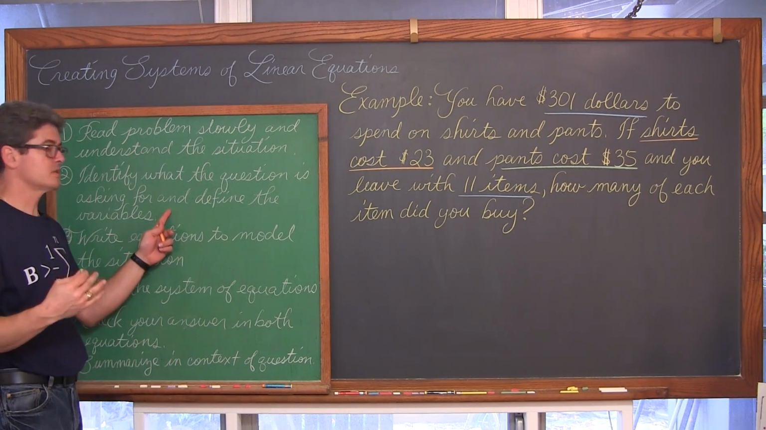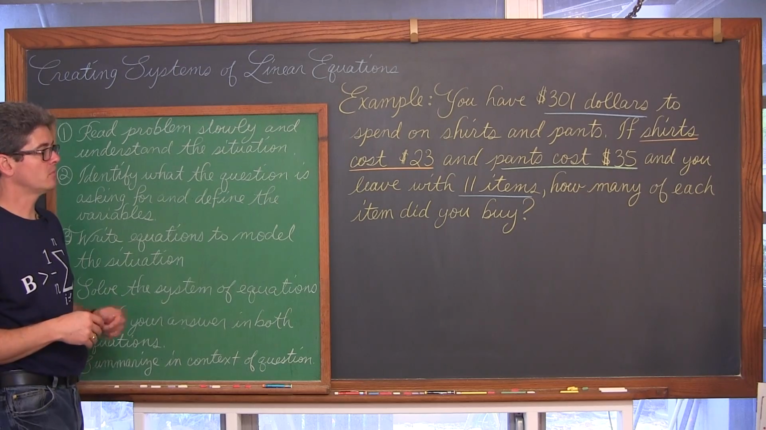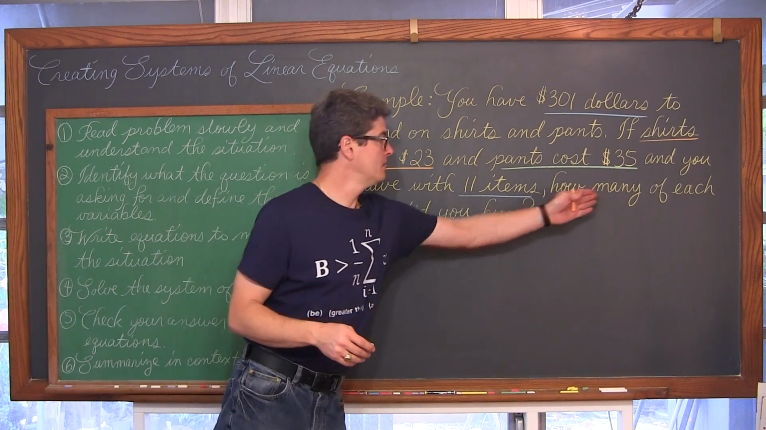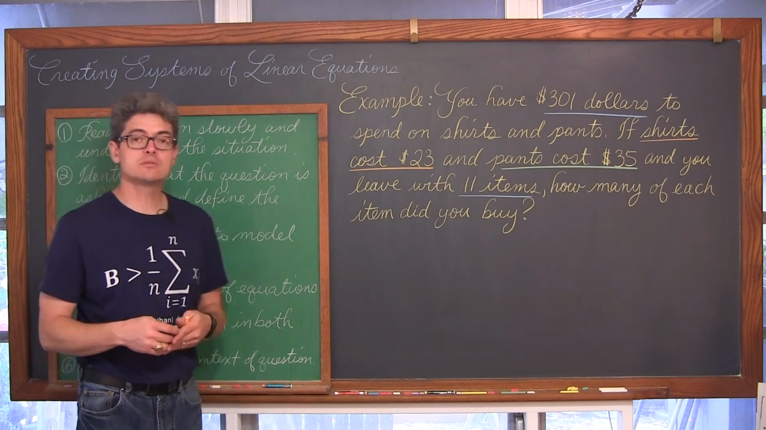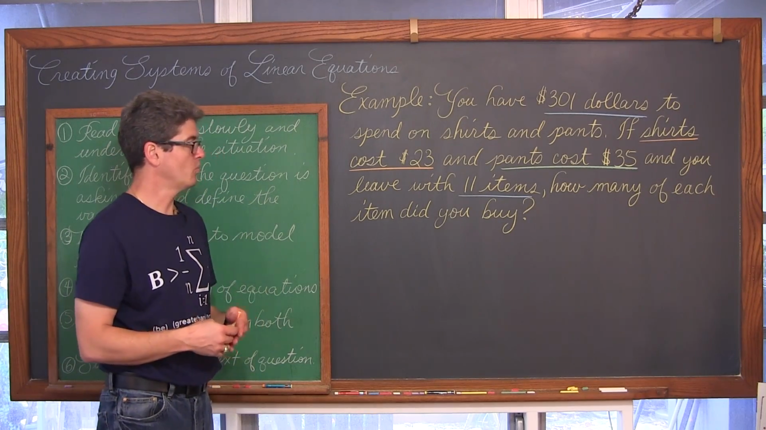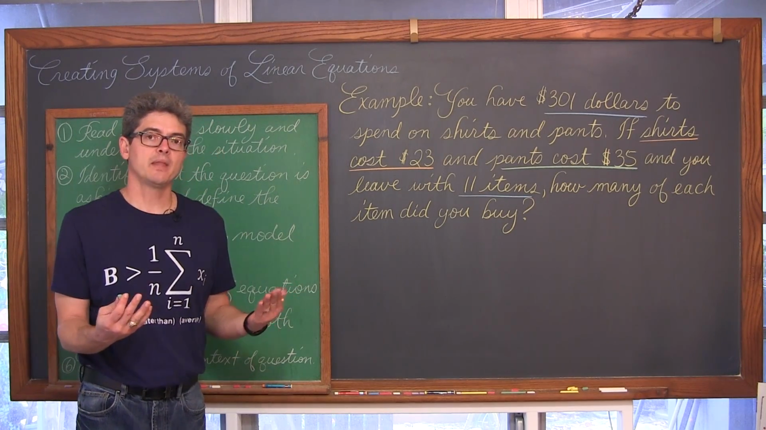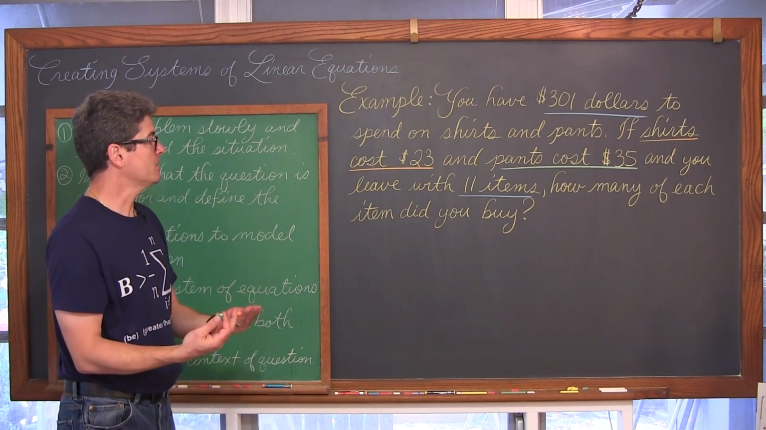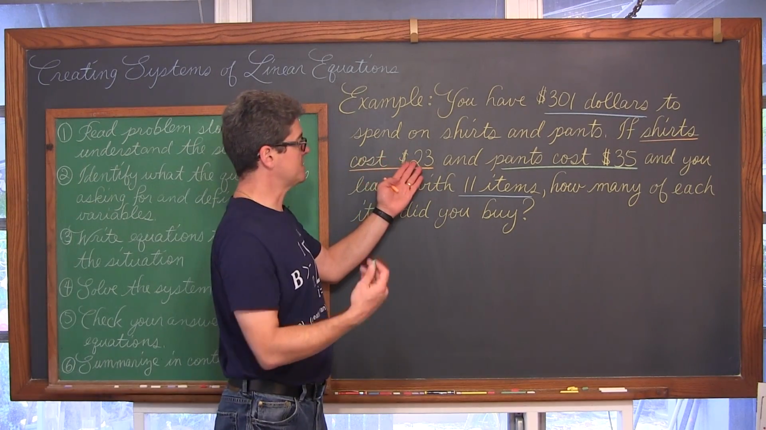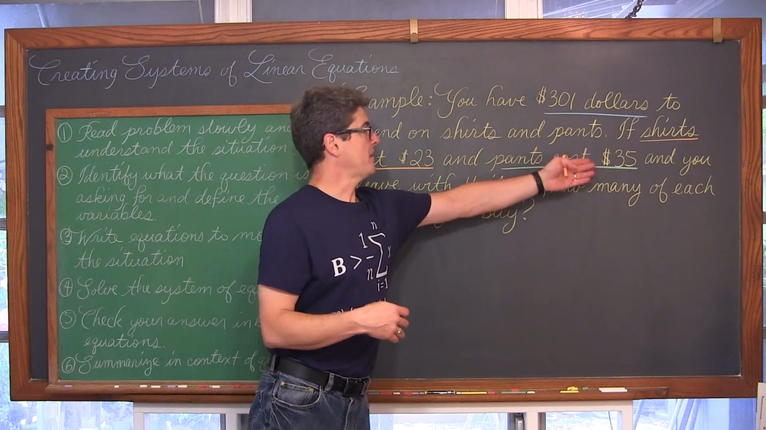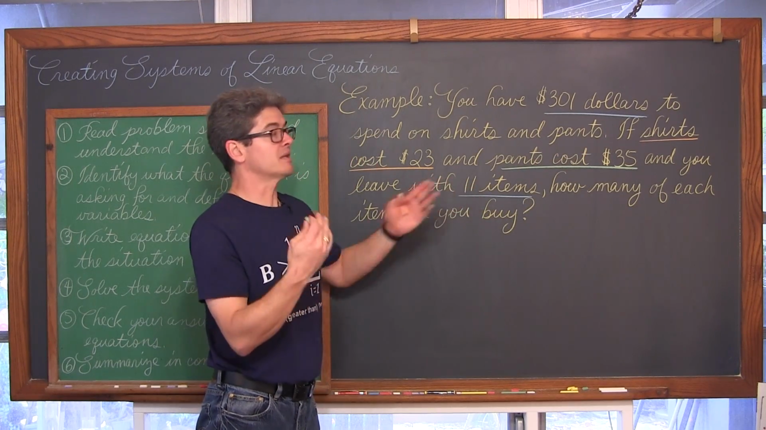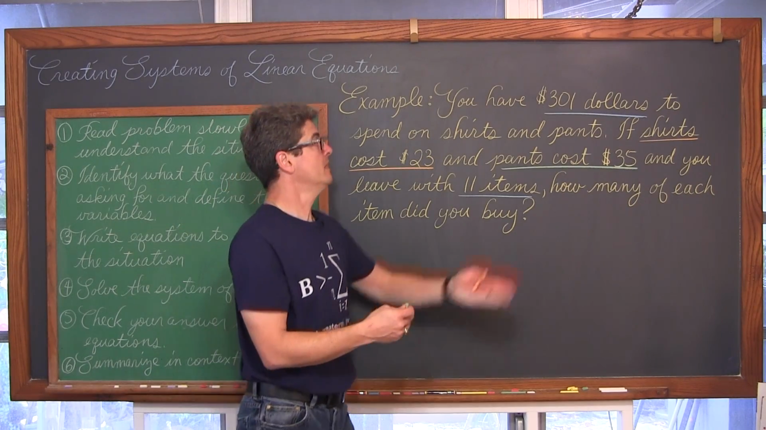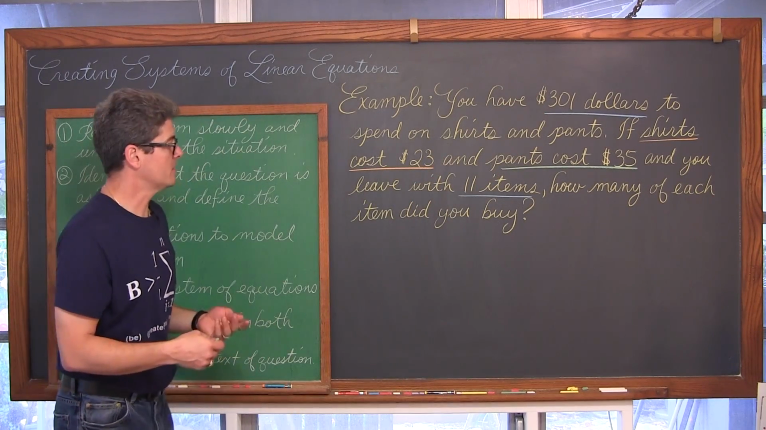Identify what the question is asking for. Well, you're asking for how many of each item did you buy? How many pants? How many shirts did you purchase? Well, if those are unknown values and they can vary, clearly, we have some different amounts of shirts and pants that we can buy to fall underneath that umbrella of 11 items, but at the same time, we have to satisfy the fact that we're spending $301.